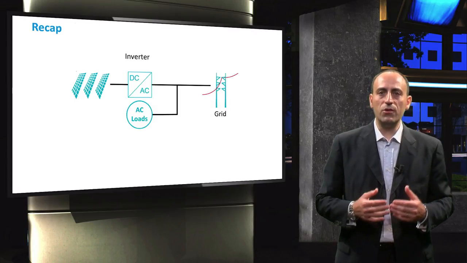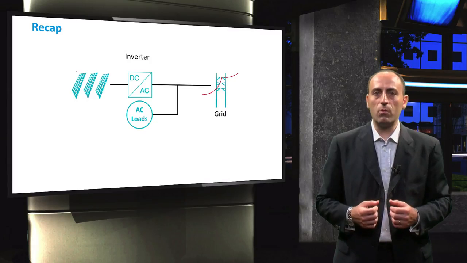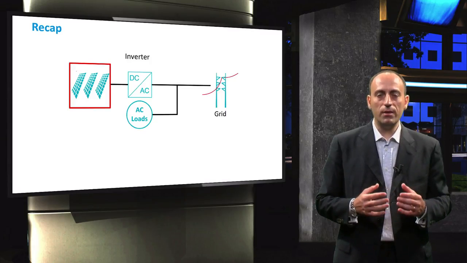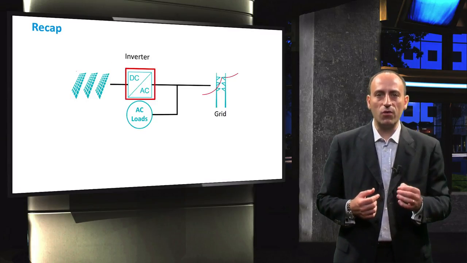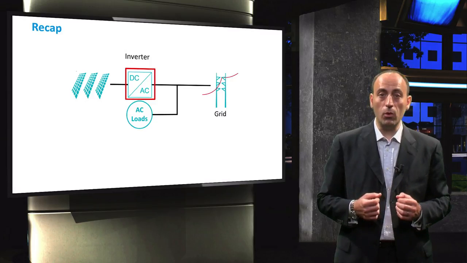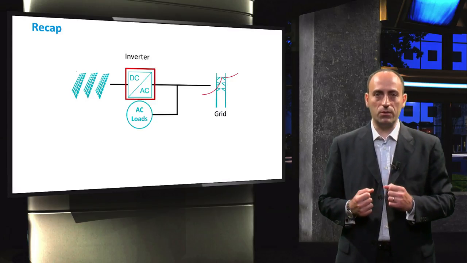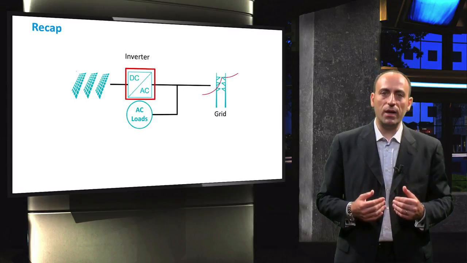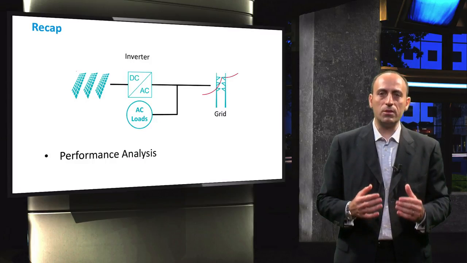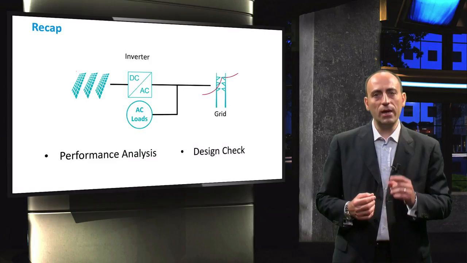In summary, in this video you learned how to design a grid-connected PV system. We started by determining the total number of modules required to meet the load demand. Then we selected an inverter and correctly configured the PV module topology based on the inverter parameters. After completing the design, we calculated the performance of the PV system and performed a design check.